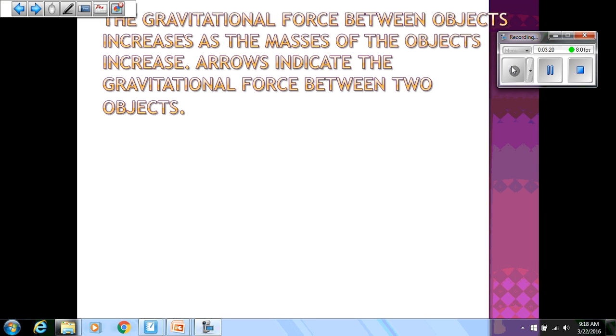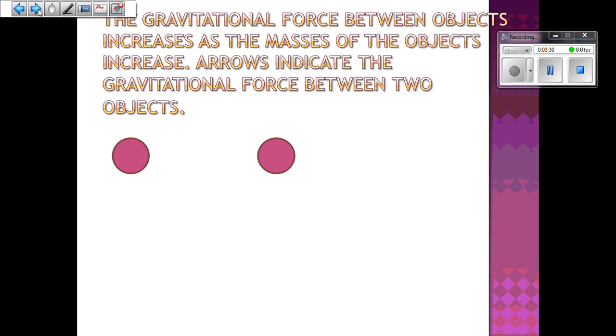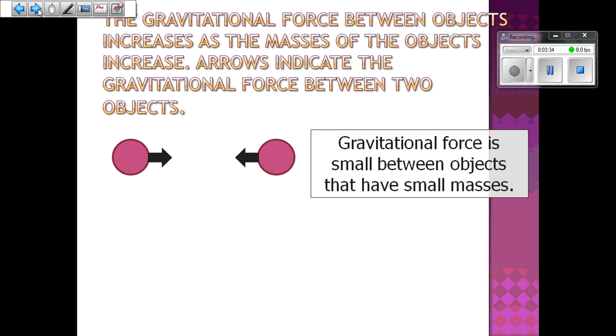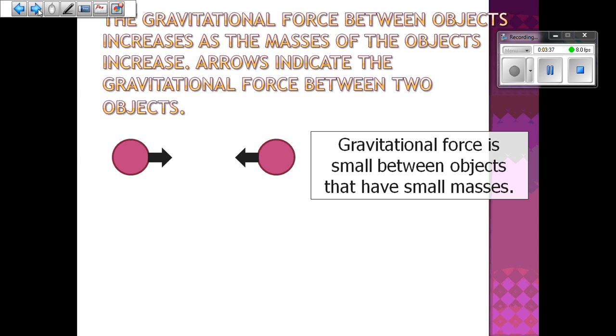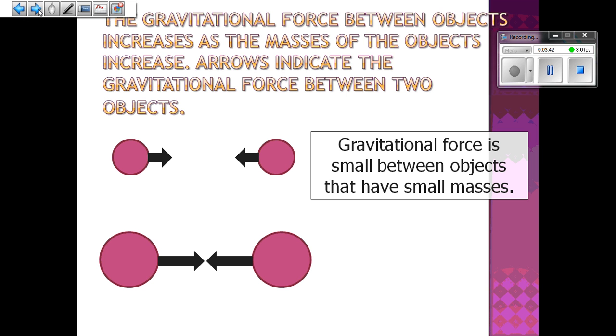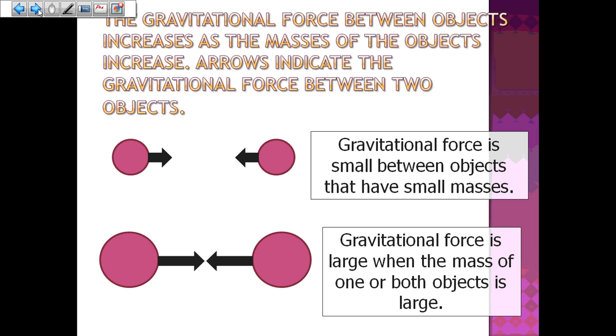Another factor that affects gravitational force, like we said, is the mass. The gravitational force between objects increases as the masses of the objects increase. Let's look at a picture that will help demonstrate this even more. If you look here, the gravitational force is small between objects that have small masses. However, the gravitational force is going to be much stronger between objects that have larger masses. So as you increase the mass of an object, or the masses of two objects, the gravitational force between those objects is going to be much stronger.